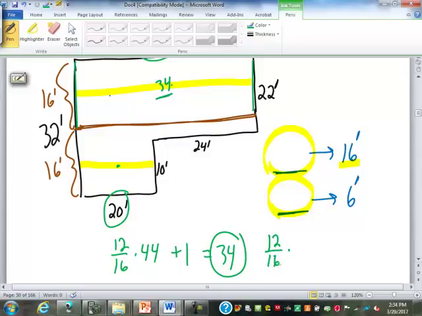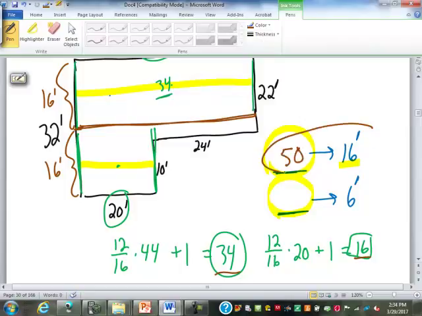Well, it's 12/16 again times 20. I need one on this end. Do I need one on this end? Say yes. So that's going to be a +1. So figure out, what is 12/16 times 20 plus 1? 16, good. So I combine those two together. 34 plus 16 is 50. I would need 50 16-footers.